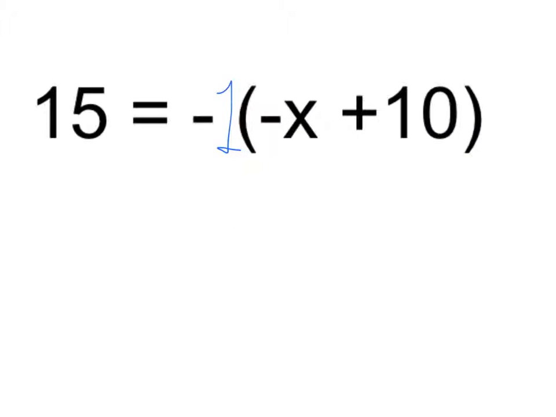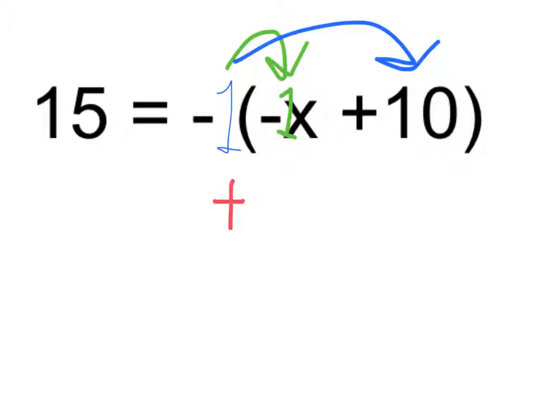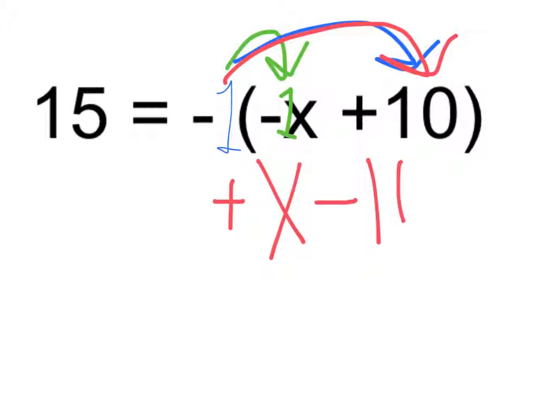So I see it's negative 15 equals what? Negative 1 times negative 1x, right? Times negative 1 times positive 10. So negative 1 times negative 1 is positive 1. And in this case, it's a 1x, or we can just put x. And then we've got negative 1 times 10, and that's going to be negative 10. So here we can read this like 15 equals positive x minus 10.